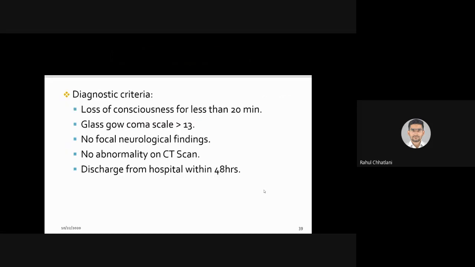Diagnosis: when can we say the patient is having mild symptoms? Loss of consciousness for less than 20 minutes. That is, the patient is unconscious for a maximum of 20 minutes after the injury, then the consciousness level becomes normal. Glasgow Coma scale more than 13; 13 to 15 is normal. So if it is 13 to 15, it is considered a mild type of brain injury. No focal neurological findings, no abnormality on CT scan, and discharge from hospital within 48 hours.